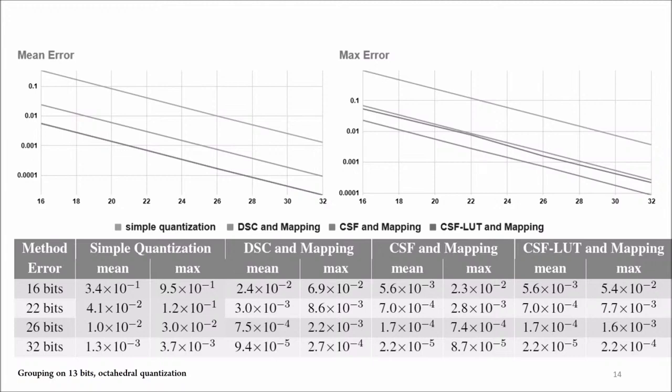Using DSC, the discrete spherical coordinates, the fastest method but the less precise one for the grouping step, we have a gain of 6 bits in terms of precision. This means that you need 6 fewer bits to encode each unit vector. Using CSF, the closest spherical Fibonacci, for the grouping step, you have a gain in precision which is way more significant, which is around 10 bits per vector. If precision over the speed is the most important thing, this grouping strategy will be the best.